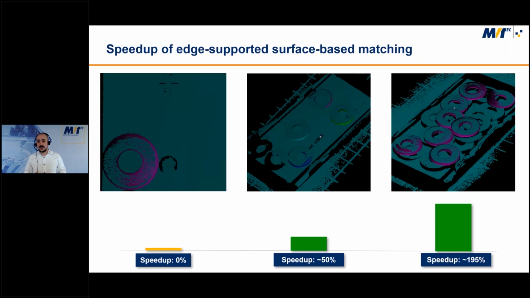Just to give you an impression about the number of the speedups, if you have less complex scenes, like on the left, where there's not much edge information available, the speedup will not be significant. If you have a very complex scene, like you see on the right, with a lot of different edges inside the images, then the speedup is up to nearly 200%.